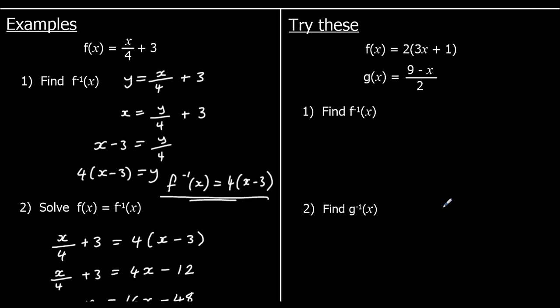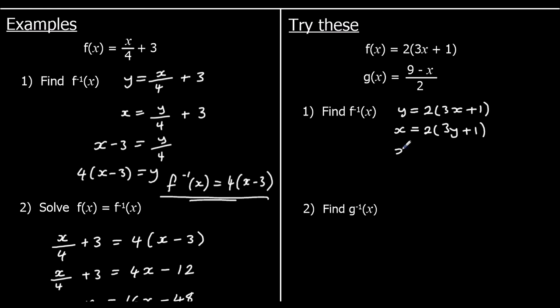The first one, we've got f of x equals 2 times (3x plus 1), and we're going to find the inverse function. So we're going to rewrite it as y equals 2 times (3x plus 1). For the inverse function, the x and the y are going to switch around. So x equals 2 times (3y plus 1). Now we want to make y the subject of the formula.